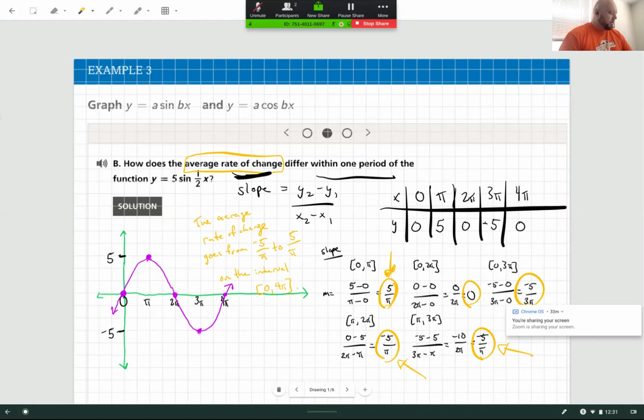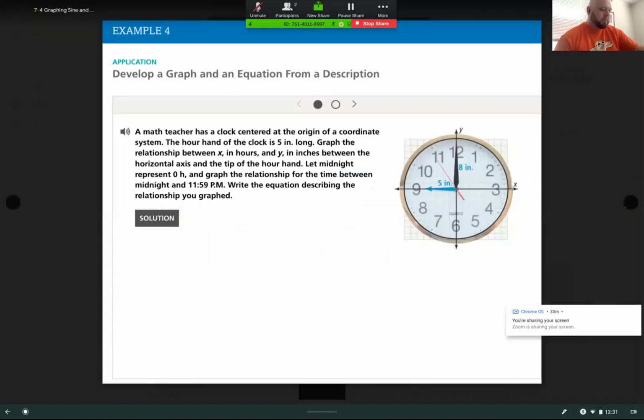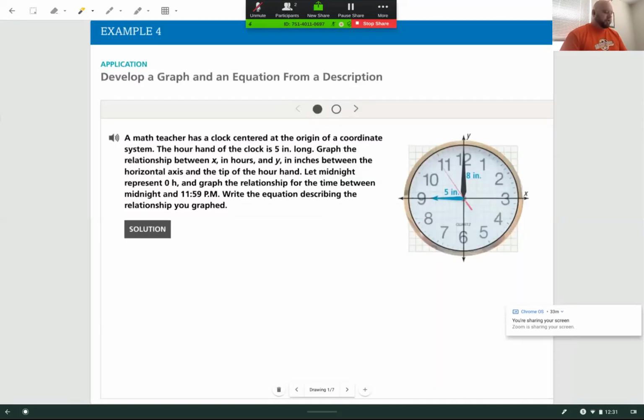So that's example 3. Now let's move on to example 4. We've got our word problem, just like we got a word problem every lesson. Example 4, we are going to this time develop a graph and an equation from the description. So we're going to pull out meaning from the words that we read here and come up with an equation for our situation.